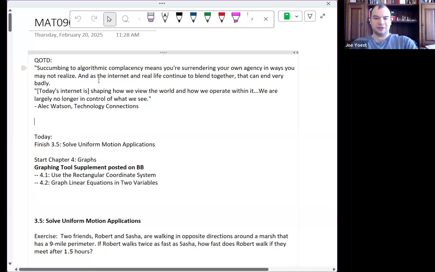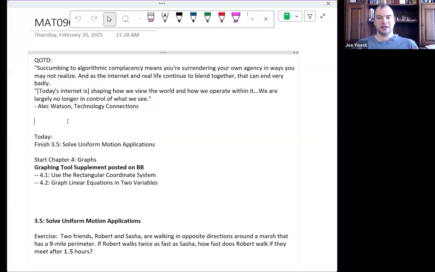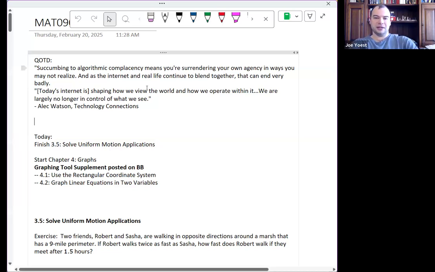And as the internet and real life continue to blend together, I think that's something that we're experiencing more and more, that the real physical world, the way we interact with it, and the way that we interact with the internet are blending more and more. As they continue to blend together, that can end very badly. Today's internet is shaping how we view the world and how we operate within it. We're largely no longer in control of what we see.